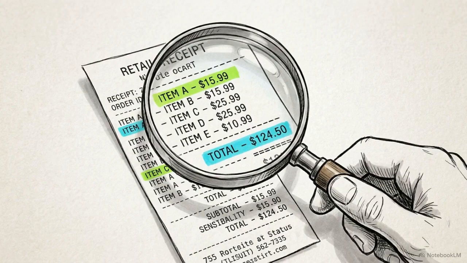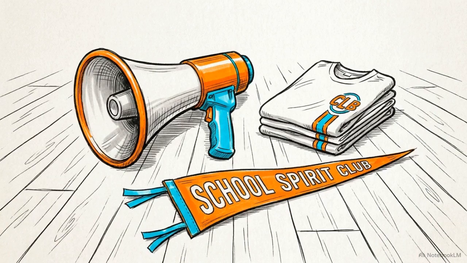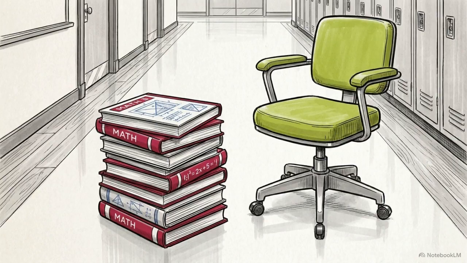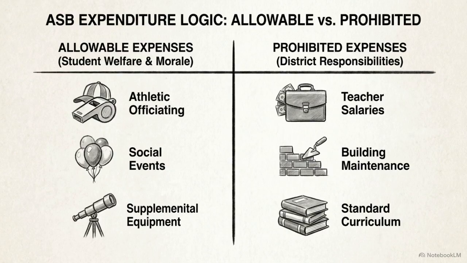When deciding how to spend these funds, every transaction must pass a strict objective test. Does the purchase directly promote the general welfare, morale, and educational experience of a group of students? There is a clear legal boundary between an extracurricular enhancement, which the ASB can fund, and a standard educational requirement that the district is legally obligated to provide. This T-chart maps the dividing line. On the left, allowable expenses. Athletic officiating, social events, and equipment like telescopes directly benefit students. On the right, prohibited expenses. Teacher salaries, building maintenance, and standard curriculum supplies are district responsibilities, not payable with student funds.